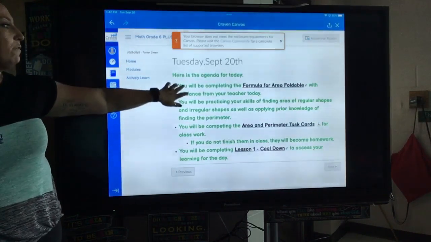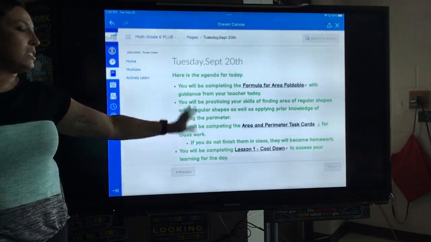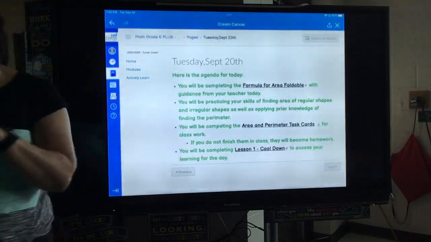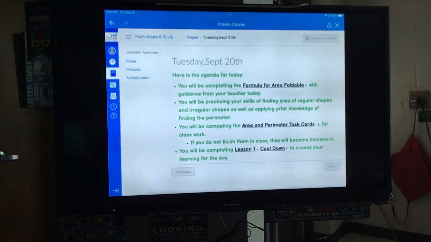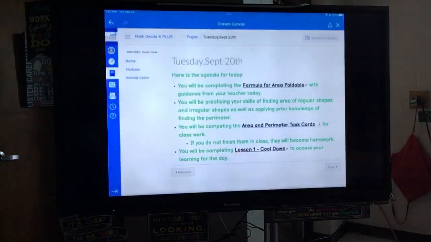So we did the area foldable. That's what we just did. Now, this is going to be the activity that we're going to do here in a minute. It says area and perimeter task cards. This is different than what it normally is. This link just pulls you into Google and it's just a picture.